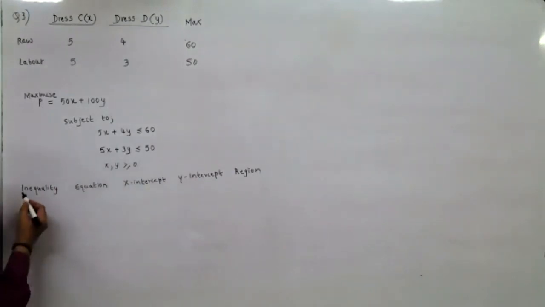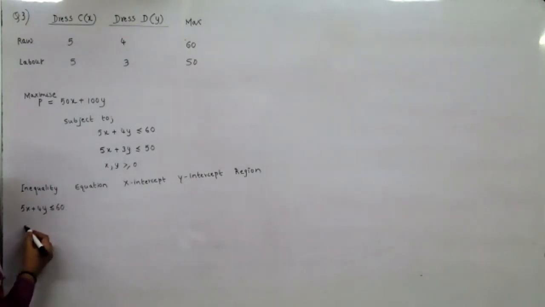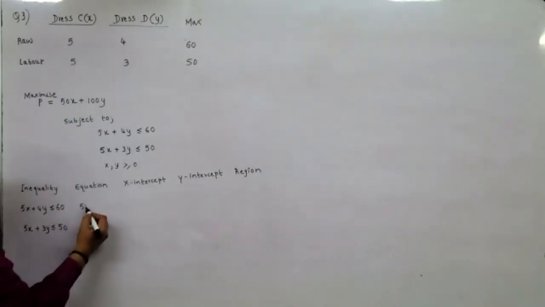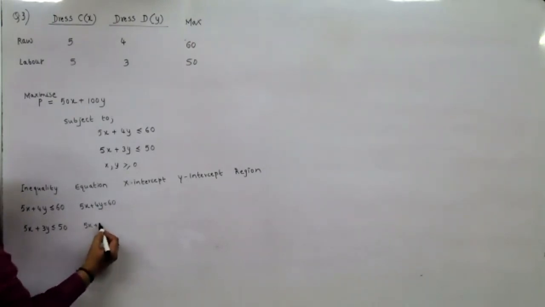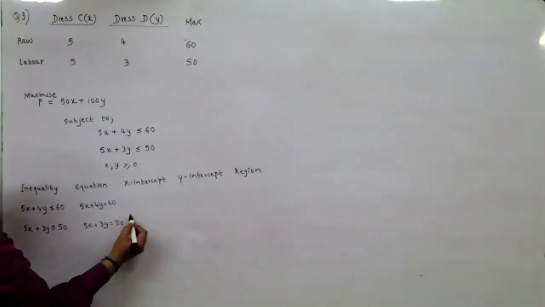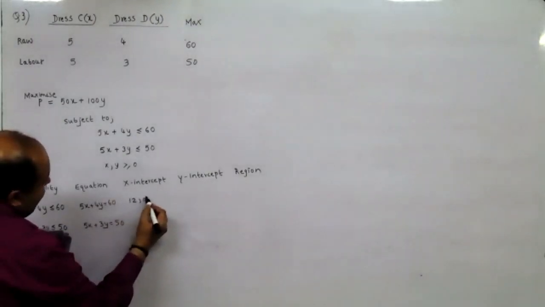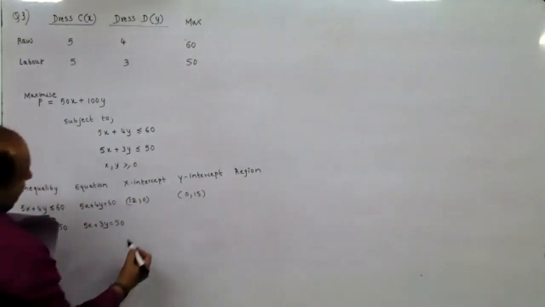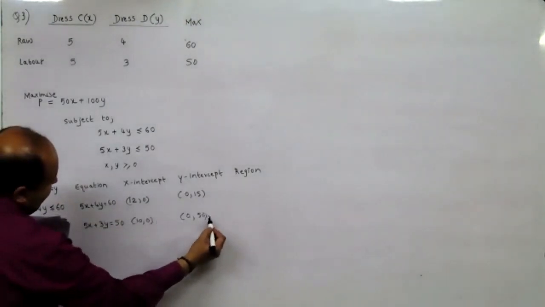So here 5x plus 4y is less than or equal to 60. 5x plus 3y is less than or equal to 50. So 5x plus 4y equal to 60, and 5x plus 3y equal to 50. The x intercept is 12, comma 0, and the y intercept is 0, comma 15. Here the x intercept is 10, comma 0, and the y intercept is 0, comma 50 by 3.